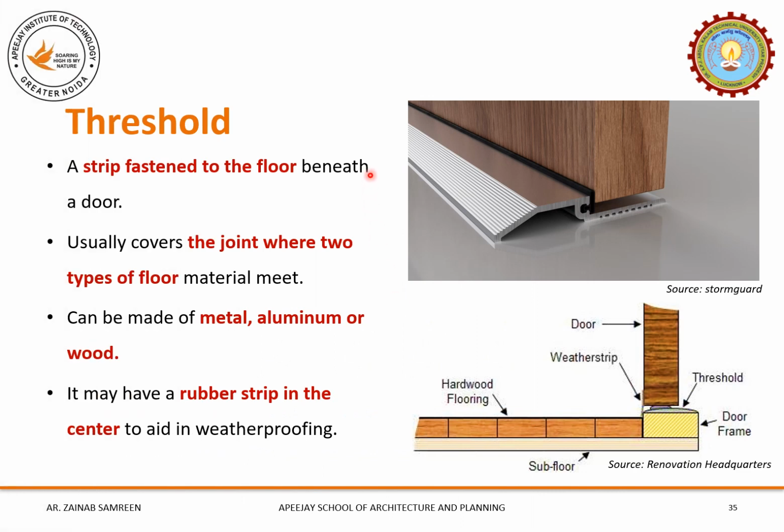The next hardware to protect the door is the threshold. It is basically a strip which is fastened to the floor beneath the door. You can see here the threshold is placed here and the door is here. It usually covers the joint where two types of floor material meet, and it can be made of metal, aluminum, or wood. It may have a rubber strip in the center to aid in weatherproofing.